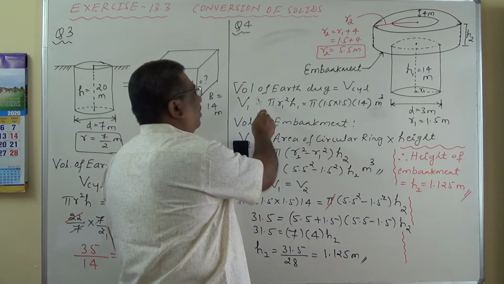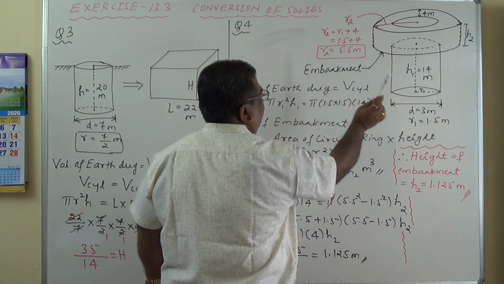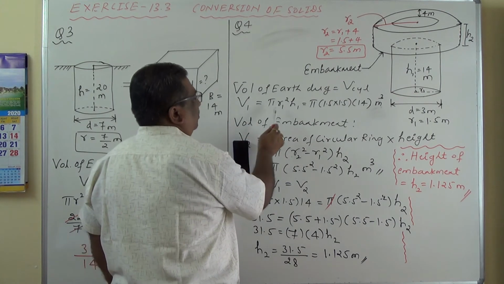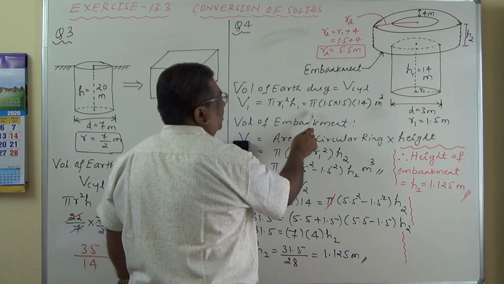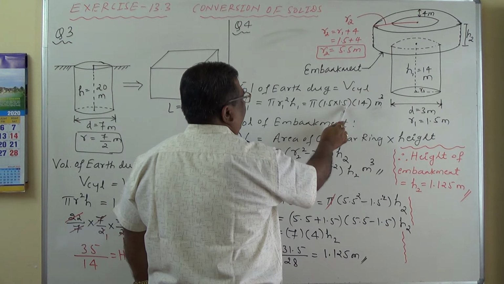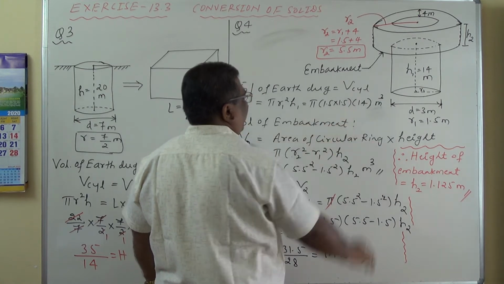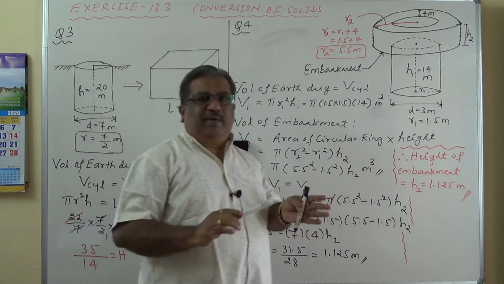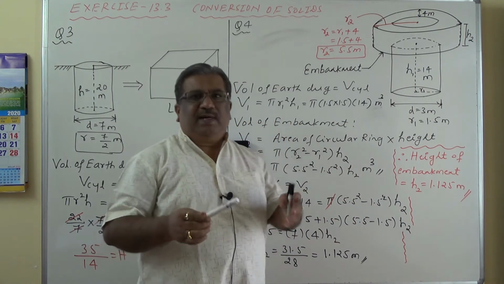Now volume of the earth dug is volume of the cylinder, because the well is in the form of a cylinder. So V1 is equal to pi R1 square H1, which is pi into 1.5 into 1.5 into 14, so many cubic meters. I have not worked out, because anyway we are going to equate the volumes, and certain things will get cancelled out.